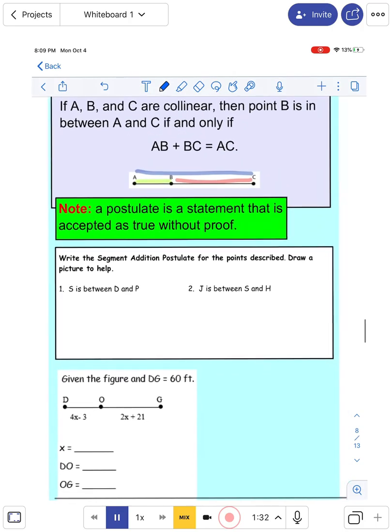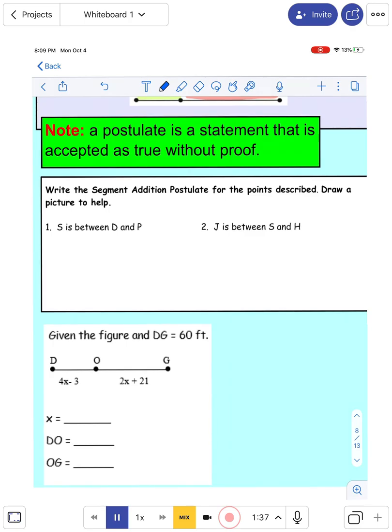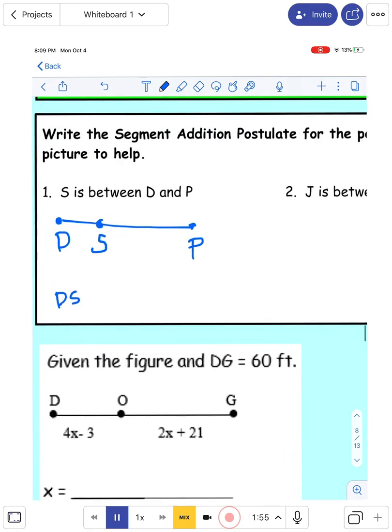All right, so let's look at two examples here. We're going to write the segment addition postulate for the points described. Draw a picture to help. So number one, S is between D and P. So we've got D here, P here. Connect them, and then S is somewhere in between, not necessarily directly in the middle, but just somewhere in between. So the segment addition postulate would say that DS plus SP has to equal DP. And so there's our segment addition postulate.